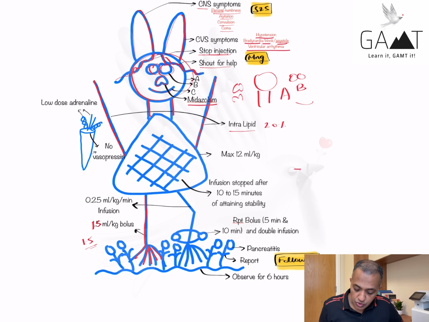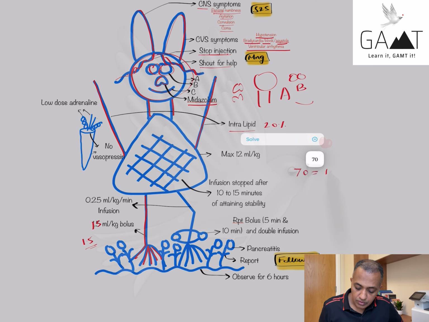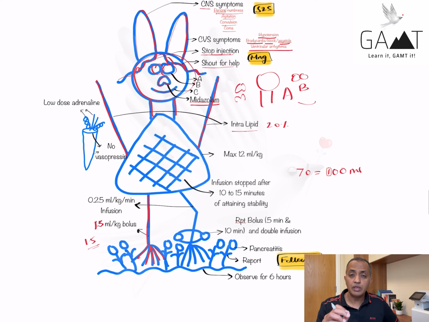So in a 70 kg individual, that comes roughly around 100 ml. So you give a 100 ml bolus of intralipid. That's the first step after you stabilize the airway, breathing, circulation and give midazolam if necessary. And then you also start an infusion. So what's the dose of infusion?